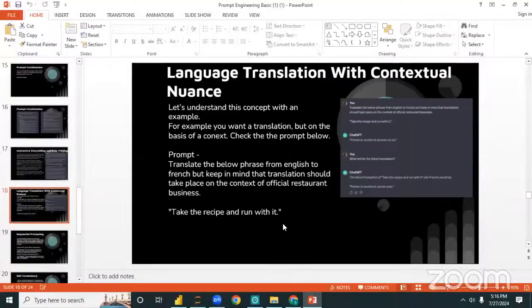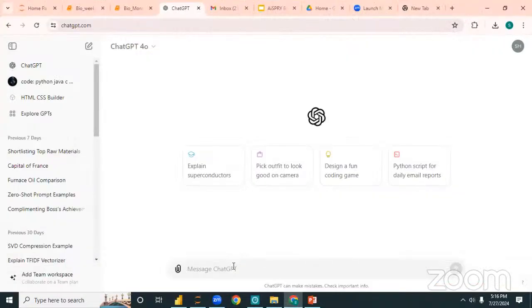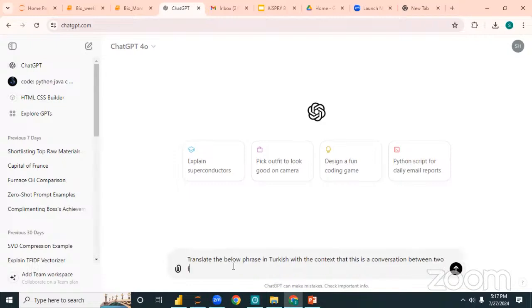Let's take an example. Let's try an example saying: translate the below sentence or below phrase in Turkish, with the context that this is a conversation between two friends or between friends.